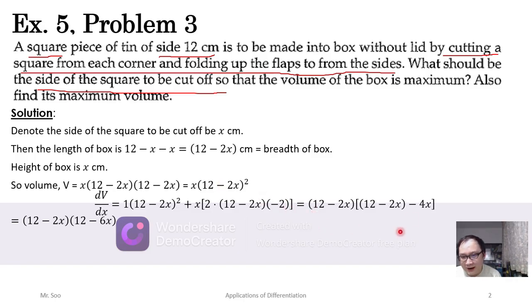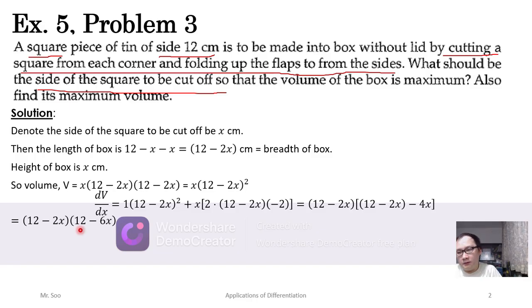Okay, then simplify, noting that this term has (12 minus 2x) squared and this term has 12 minus 2x, we can factorize out the common term with the lower degree, that is 12 minus 2x to the power 1. So you take it out, you have this. Then you still have one more term of 12 minus 2x left, so you put it back. For the second part, since I already factorized out 12 minus 2x, the remaining term is 2 times minus 2 times x, that is minus 4x. Then you simplify the terms inside the square bracket, which gives you 12 minus 6x. Then of course you still have the 12 minus 2x in front. So this is the dV/dx expression.